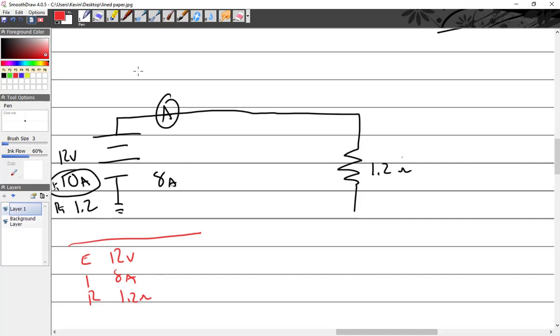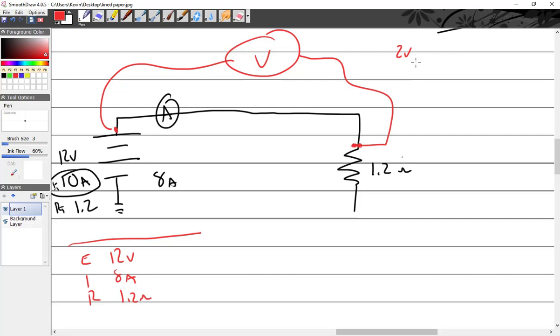So while this is working, I take another voltmeter and I put it from here to here, and I take a reading. Let's say I'm getting a voltage drop of some number. The math isn't going to work out entirely, but I get a voltage drop of 2 volts. 2.4. And so how many ohms do I have?